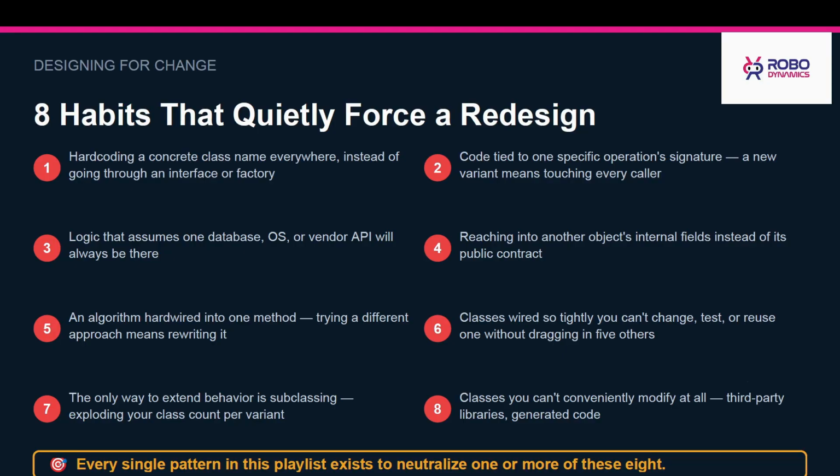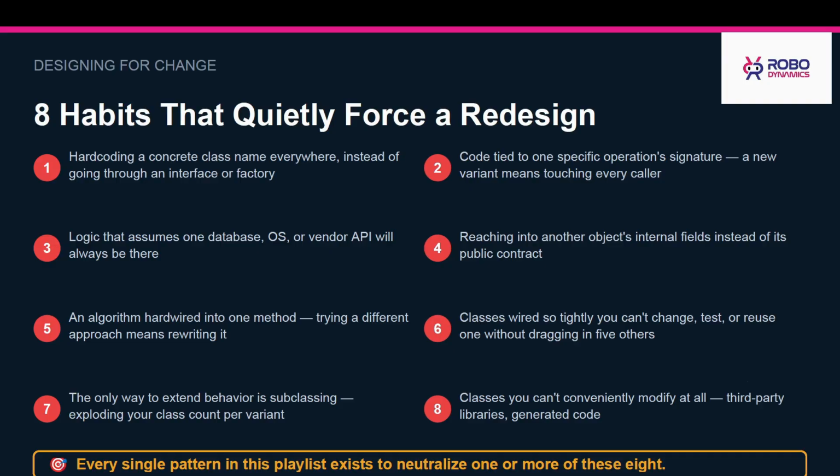Fourth point, reaching into another object's internal fields instead of its public contract. So if you happen to start accessing the private data or protected data of other classes straight away, that means something is wrong in this area. You need to refactor and redesign. Again, the fifth point, as I was telling you, if the whole algorithm is inside one method, then you have to refactor.